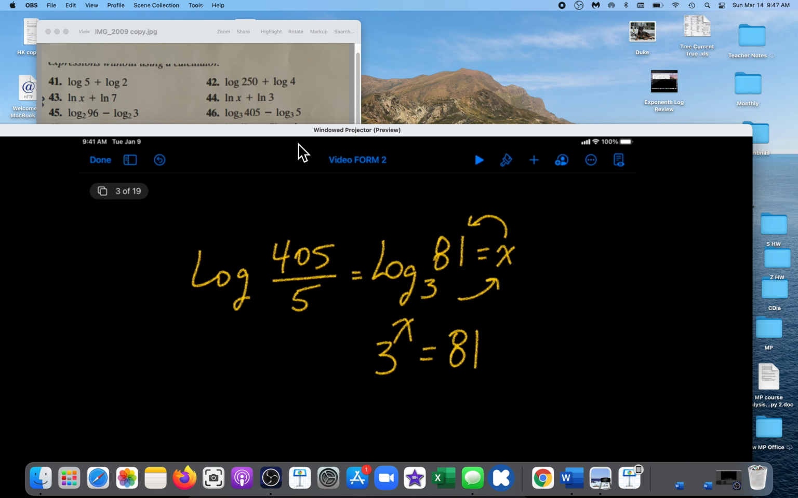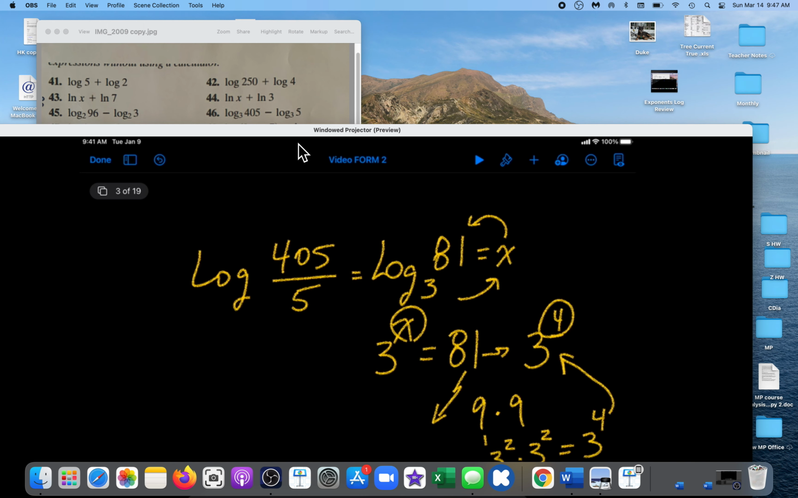And we know that 81 can be broken down to 3 to the 4th, and x equals 4. Really quickly, how do we know that 81 is 3 to the 4th? 81 is 9 times 9. That's 3 squared times 3 squared. When the bases are the same and we're multiplying, we are allowed to add the exponents, and that's how you get 3 to the 4th.